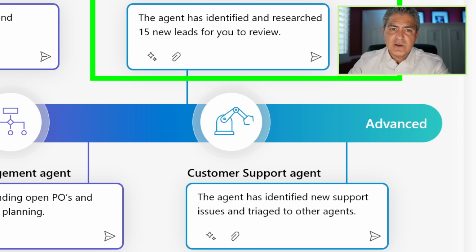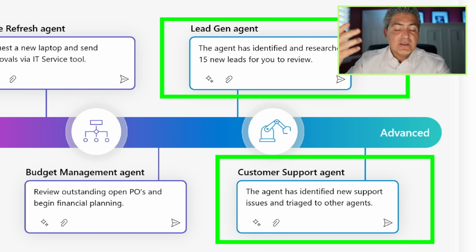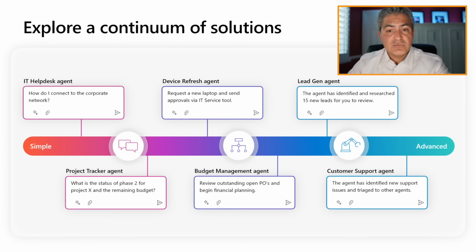On the right-hand side, we have a lead generation agent that's automatically running in the background and identifying and researching 15 new leads for you to review based on criteria that you've programmed in the agent. And also maybe a customer support agent that is basically identifying new support issues and triaging them to other agents that are able to autonomously work on them and come to resolution for you. Those are examples of different types of agents. We'll do a demo of some of them soon.